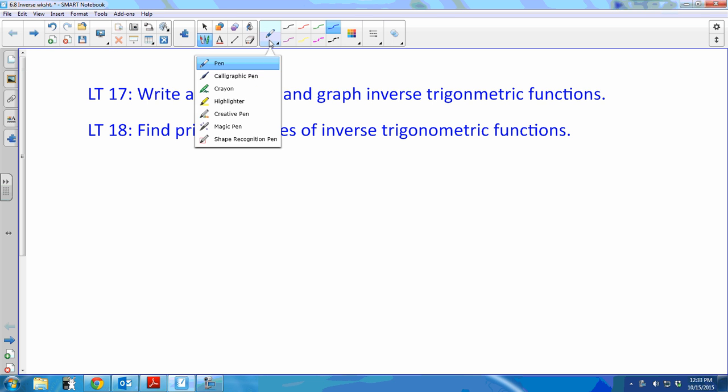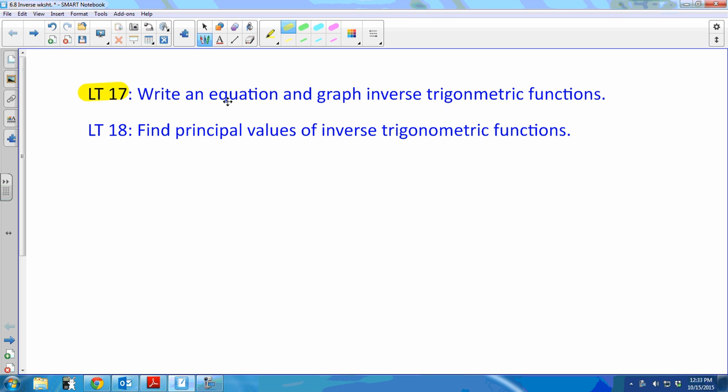We're doing Learning Target 17 in class today, which is about the graphs of inverse trig functions. So before we do any of those, we're going to go through and just talk about inverses for a second. For example, if I have the equation y equals 3x plus 2. This is not on your packet, but this is just to think about what this is.